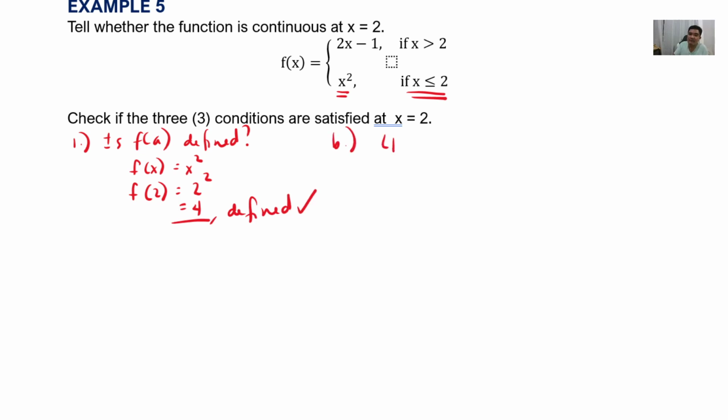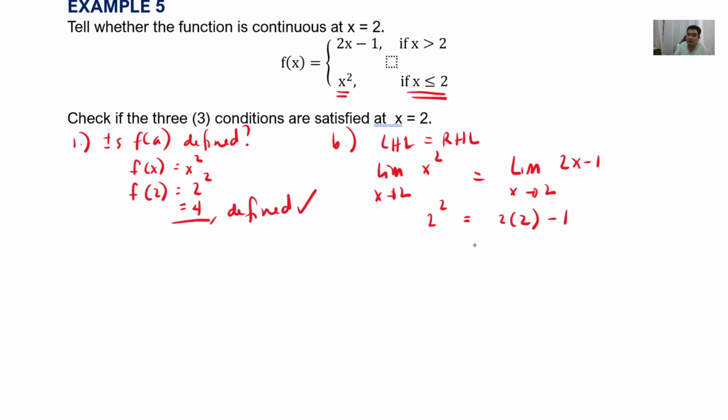Letter B. Left hand limit should be equal to your right hand limit. So, left hand limit natin si x squared. So, limit ni x squared as x approaches 2 should be equal to the limit of your 2x minus 1 as x approaches 2. So that is 2 squared equals 2 times 2 minus 1. So that is 4 minus 2 times 2 is equal to 4 minus 1 that is equal to 3. Class, are they equal? No. Okay? 4 is not equal to 3. So, ibig sabihin dito class is condition 2 is not satisfied. Okay? Therefore, the limit does not exist.